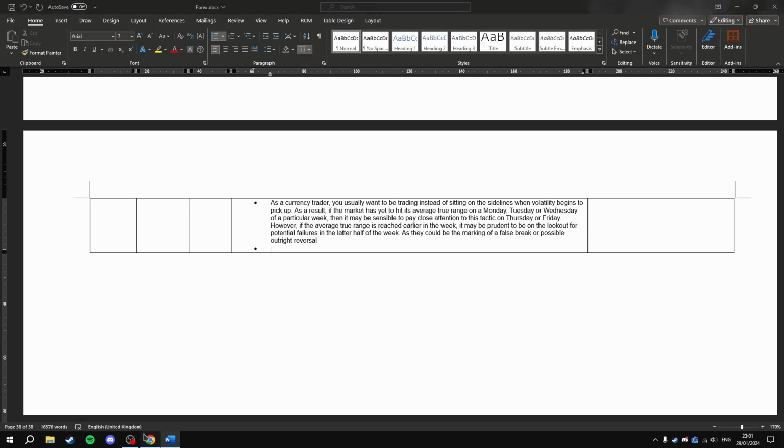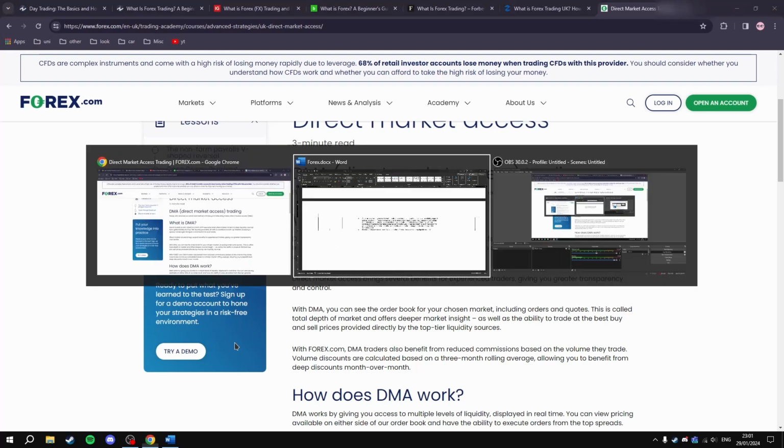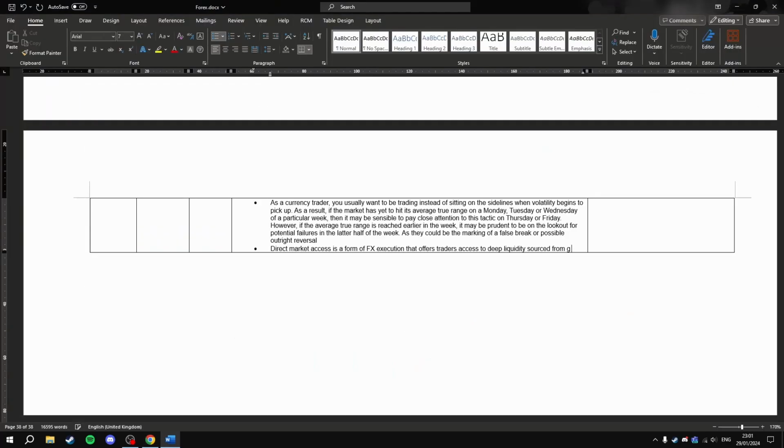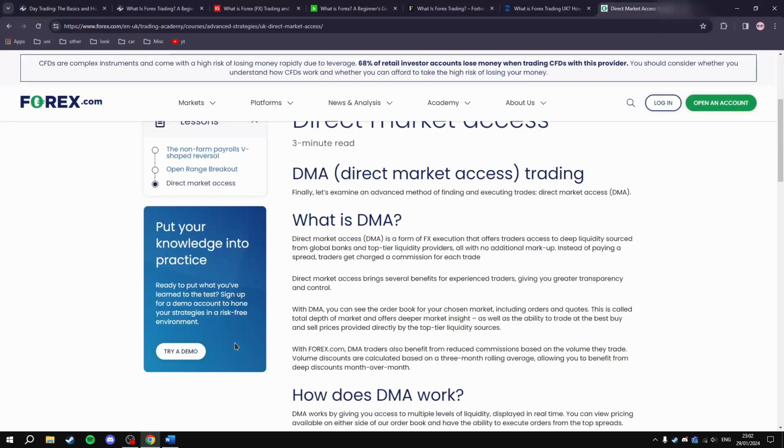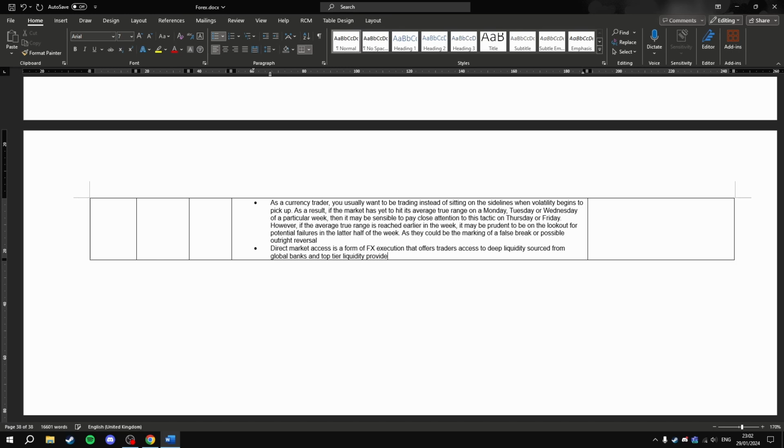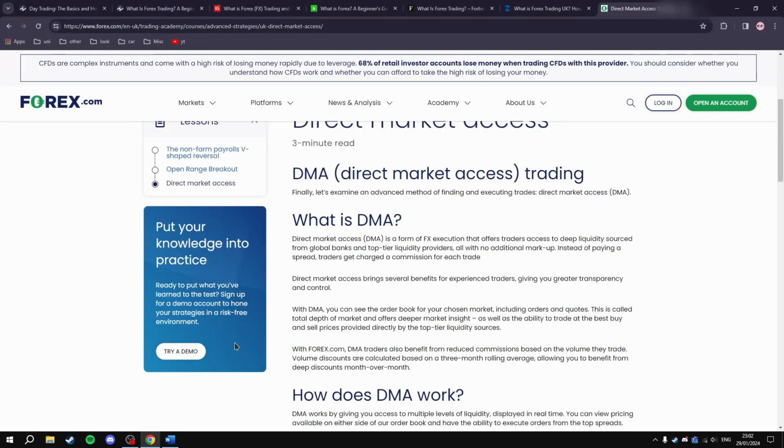So, direct market access is a form of FX execution that offers traders access to deep liquidity sourced from global banks and top tier liquidity providers, all with no additional markup.